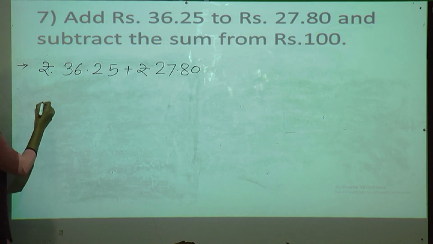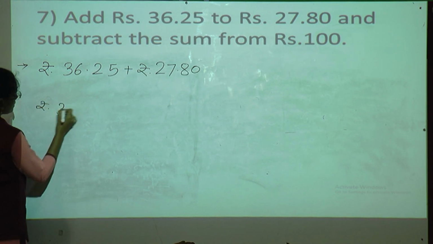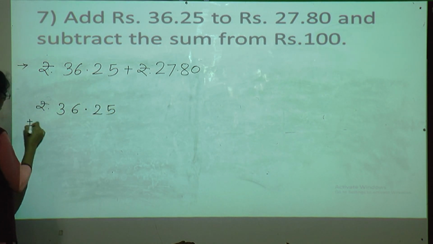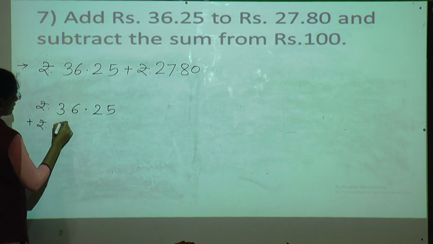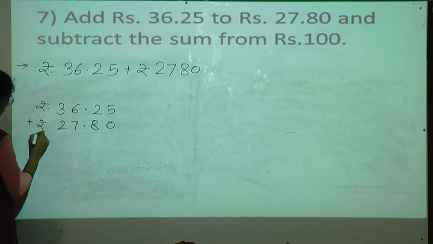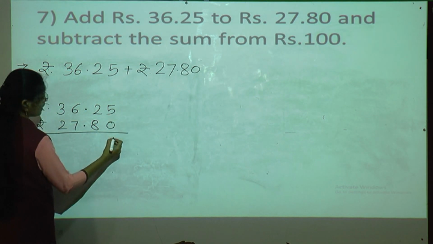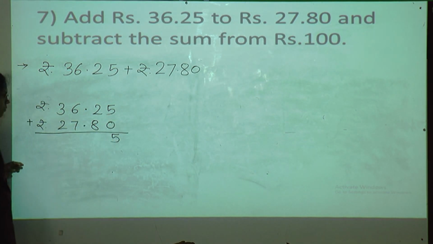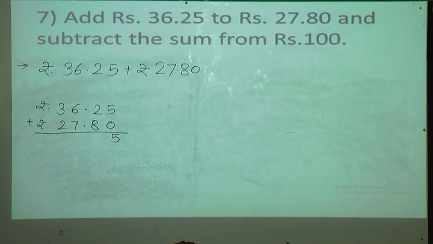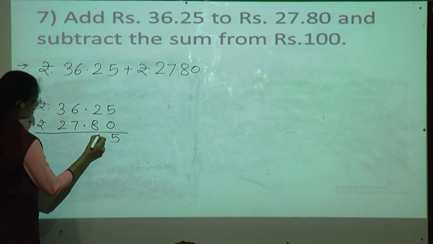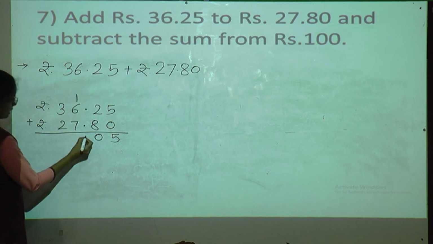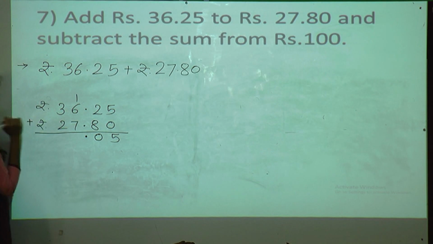So let us do the addition. Rupees 36.25 plus rupees 27.80. 5 plus 0, 5. Then 2 plus 8, 10. So here we will write 0 and 1 as a carry. Now here the dots are there, so here also we will put the dot.